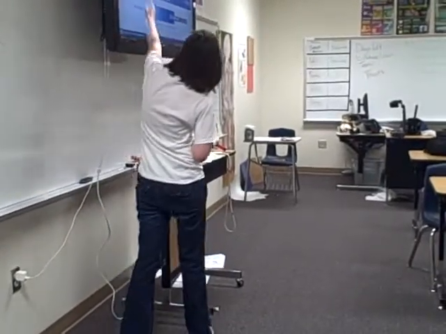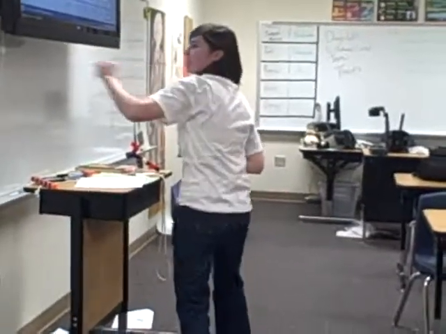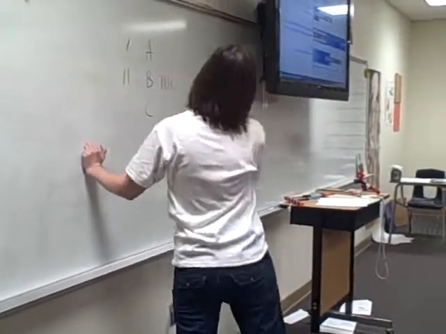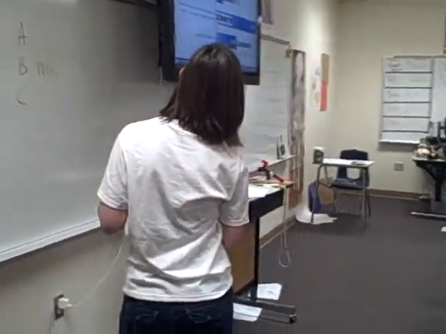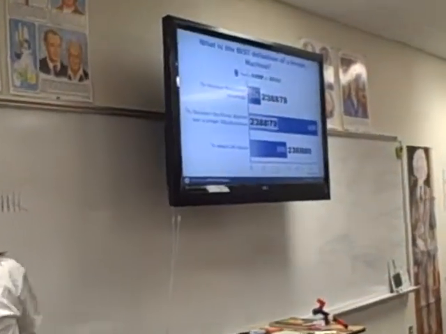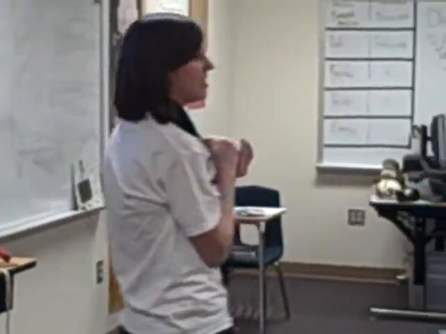So we have one person for to increase mechanical advantage, and that's 6 plus 5, which is 11. 4 to decrease the force applied over a longer displacement, and we have 3 to make life easier. Which one do we know is definitely not right? That was just in there for the funsies of it. C, to make life easier. C, that was just for fun, so you know that wasn't right.